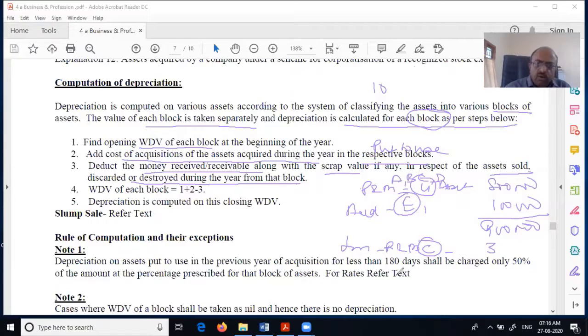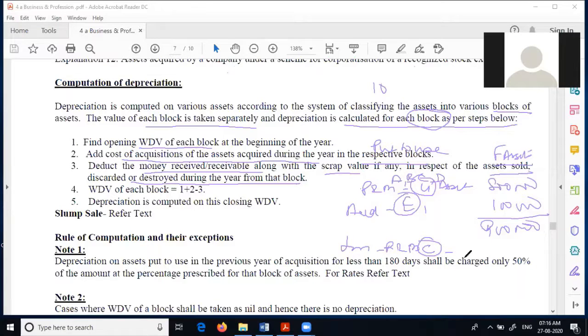In accounts, how do you treat it? Please tell me, what will you reduce from this in accounts? When you do accounts, what is the value that you'll reduce from the fixed assets? Depreciation. Depreciation is later on. I'm saying sale.